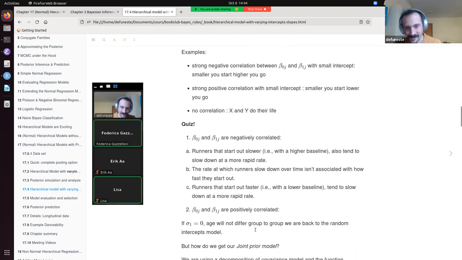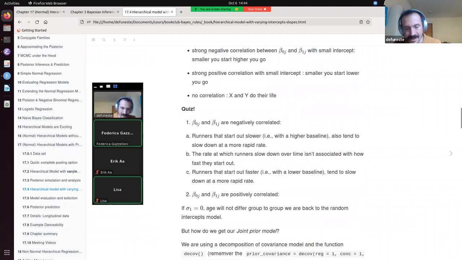But yeah. Okay. And also one specific thing: if sigma one, the variation of our age coefficients, is equal to zero, meaning we do not have variation of age, the age is not related to the runner, basically. That means we are going back to the random intercept model. So this is easy.